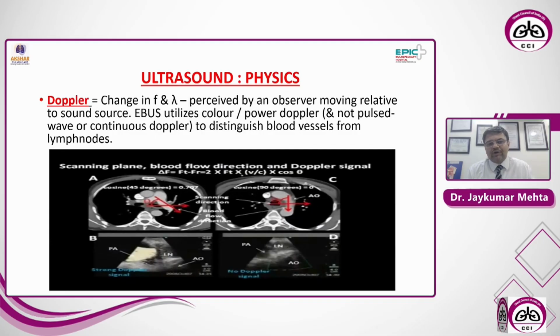Coming to a very important aspect of the EBUS bronchoscope, which is Doppler, where the change in frequency of the wavelength is perceived by an observer moving relative to the sound source. So EBUS utilizes color and power Doppler and not the pulse wave or continuous Doppler to distinguish blood vessels from the lymph node. Here there is a critical demarcation: red and blue do not equal artery and vein. It just means the direction of the blood which is moving through the blood vessel, and it also depends on where we are keeping our scope. So what EBUS distinguishes on the color is basically the blood vessel or vascular structure from the vessel-less structure.